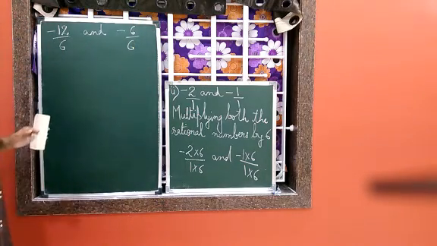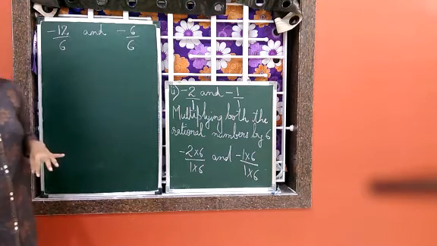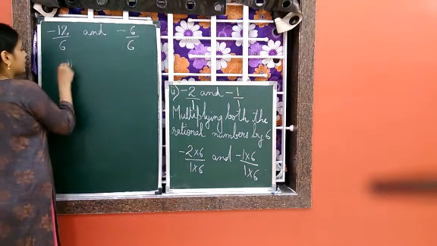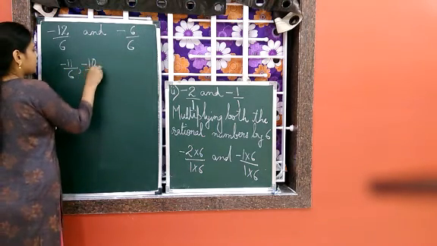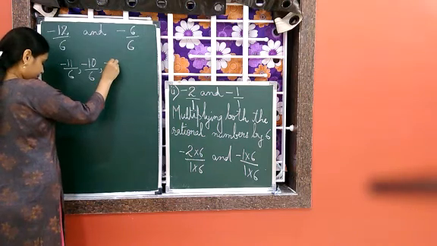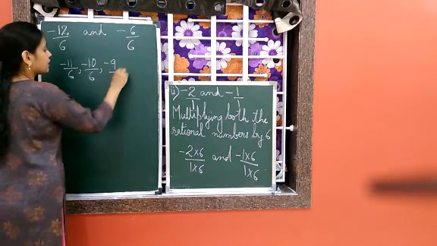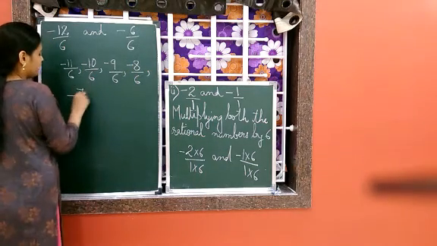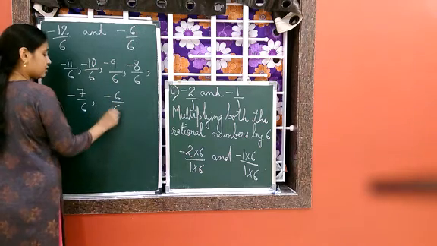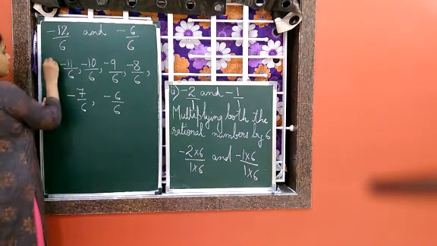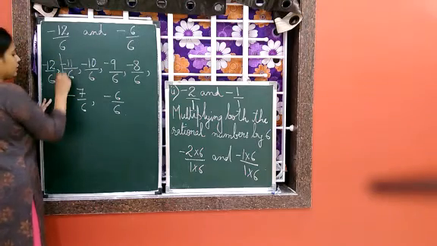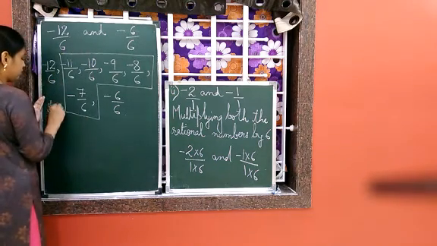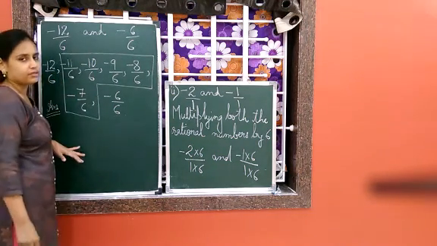Okay. So now we can write what all integers will come in between minus 12 by 6 and minus 6 by 6. So it will be minus 11 by 6, minus 10 by 6, minus 9 by 6, minus 8 by 6, minus 7 by 6. So these are your answers.